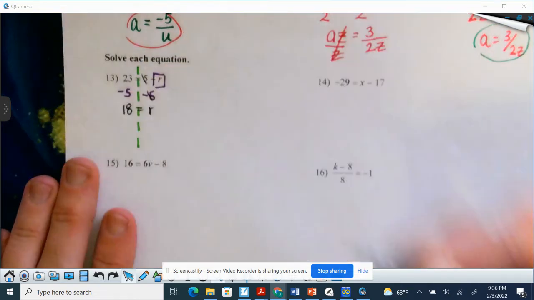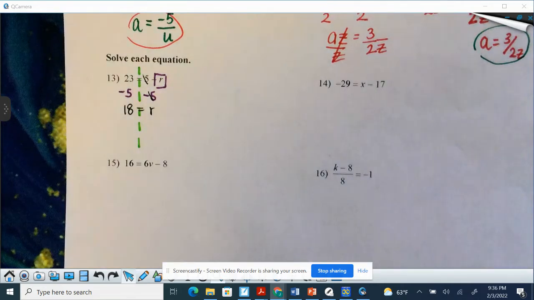Is R by itself? Yep. Did we keep our things nice and neat and straight? Yep. Killed it. All right.